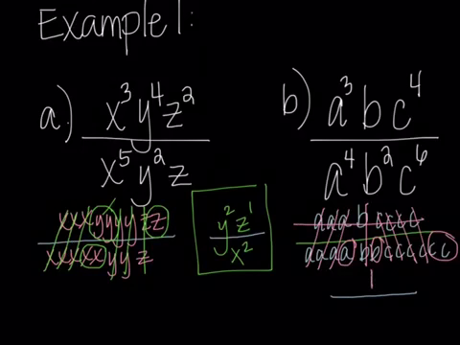Now I'll put my values down below. I have 1a, so that's just a. I have 1b, so that's just b. And I have 2 c's, so that is c squared. And this would be my final simplified answer.